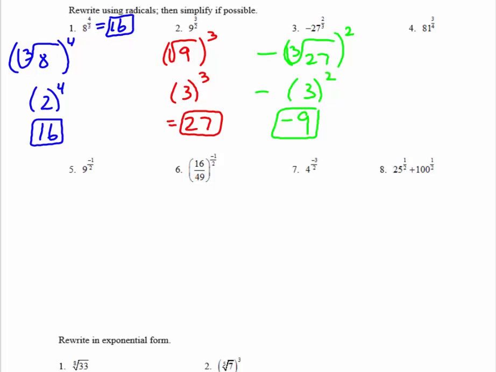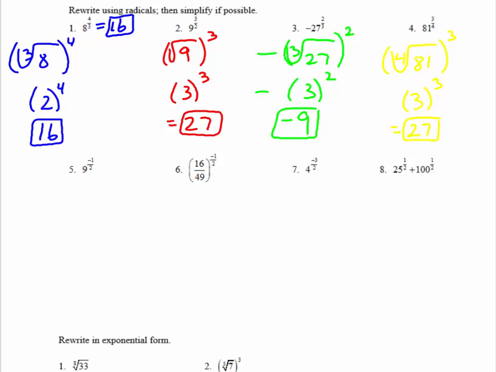Number 4, 81 to the 3/4. The index is a 4, so it's a 4th root of 81, and the power is a 3, so I'll raise it to the 3rd power. What number can you multiply 4 times and get 81? Well, that's 3, because 3 times 3 times 3 times 3 is 81. Then I need to cube it, so 3 cubed is 27, because 3 times 3 times 3 is 27.